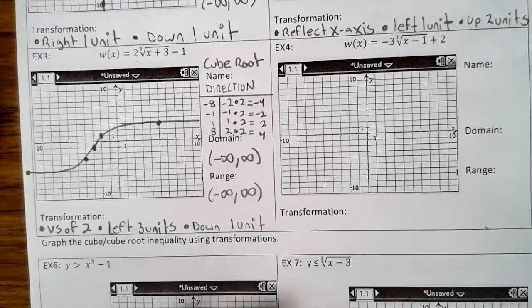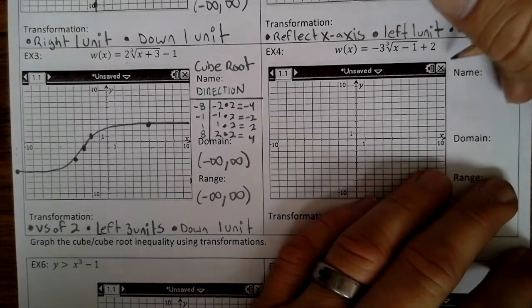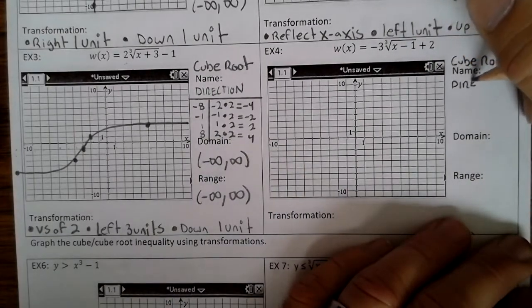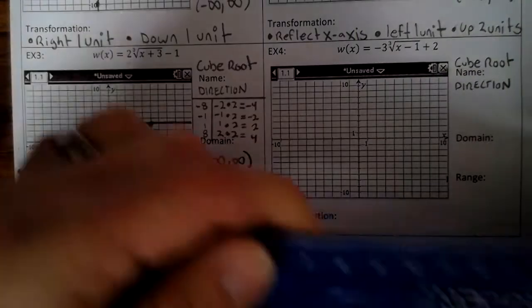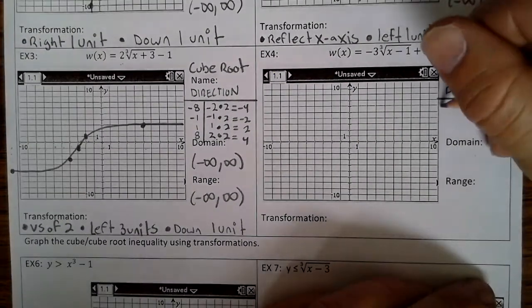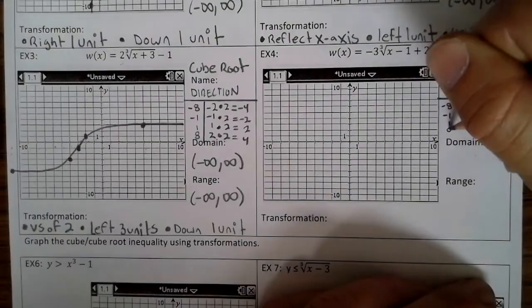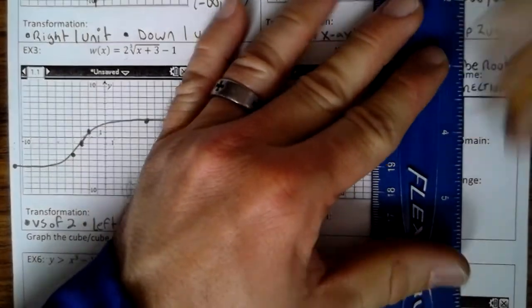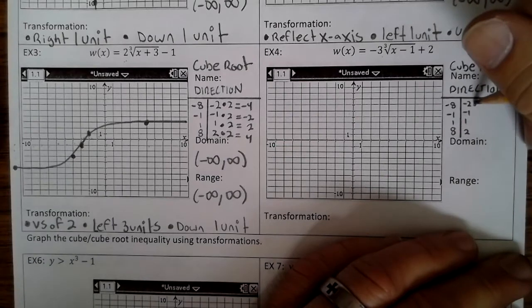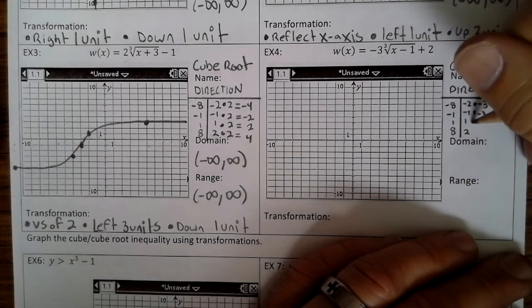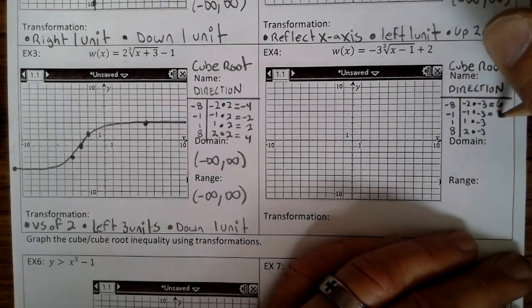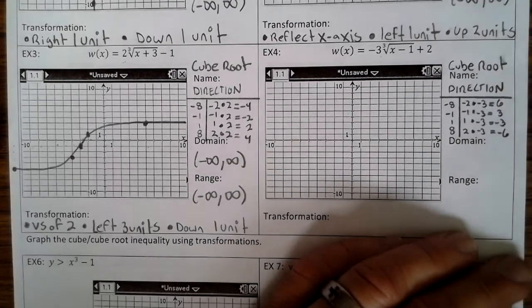All right, let's take a look at example 4. Okay, name, again, real simple, is cube root. We need a graph by direction. Again, using -8, -1, 1, 8, -2, -1, 1, 2. But here we have to multiply by -3. So that's +6, +3, -3, and -6. So let's move the vertex.